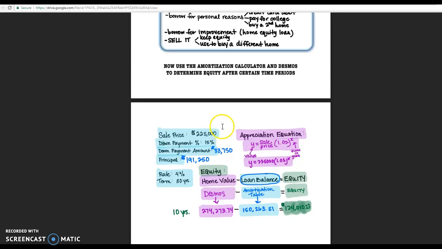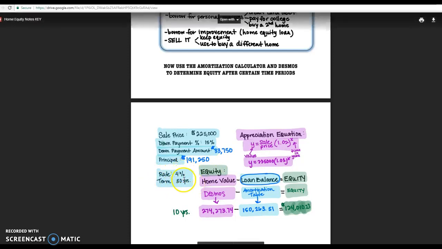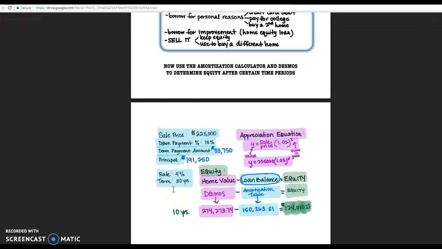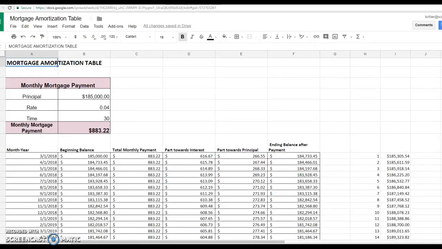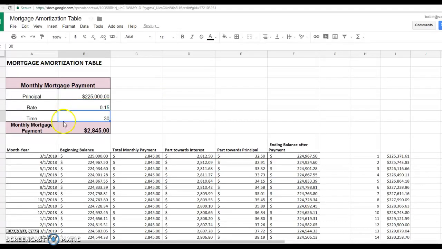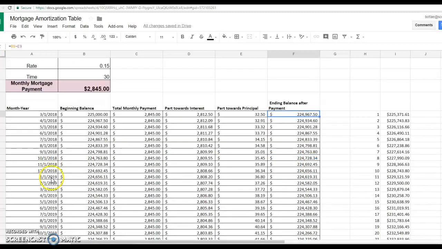We're not borrowing the sale price, we're borrowing the principal, what we owe the bank for what we need to buy the house after our down payment. Using the rate and the term here as well, and then typing that information into our amortization table: 225,000, 15%.